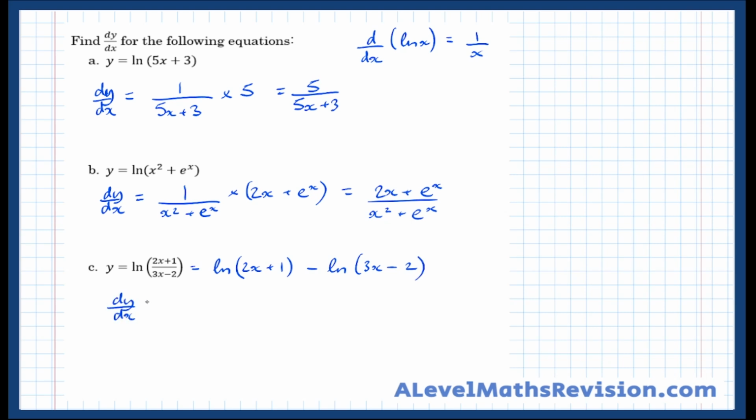Meaning dy by dx equals, so log of 2x plus 1, well, log of something differentiates to 1 over that thing, then times the differential of what's in the bracket, which is 2. Then differentiate the second term. Log of 3x minus 2 differentiates to 1 over that thing. Again, times the differential of what's in the bracket, so times 3, which is equal to 2 over 2x plus 1 minus 3 over 3x minus 2.